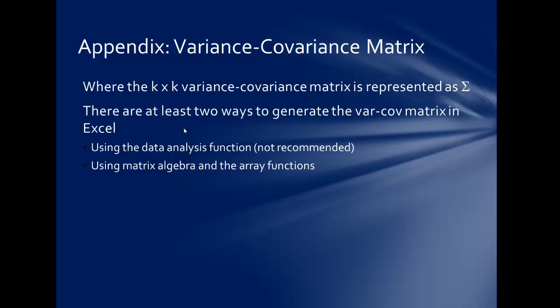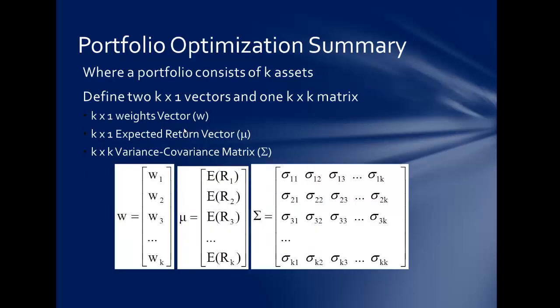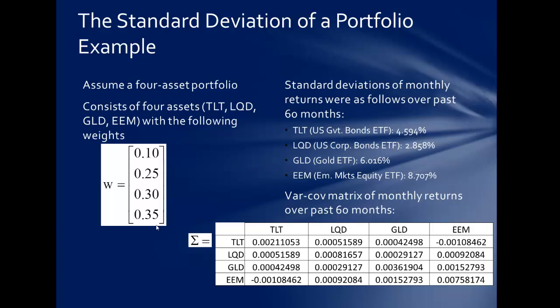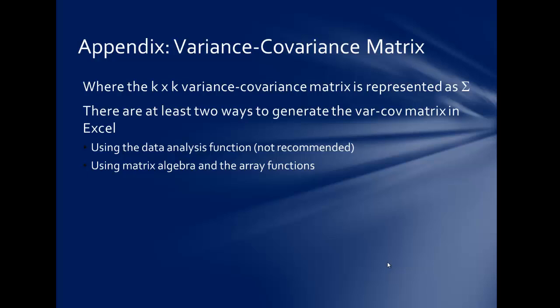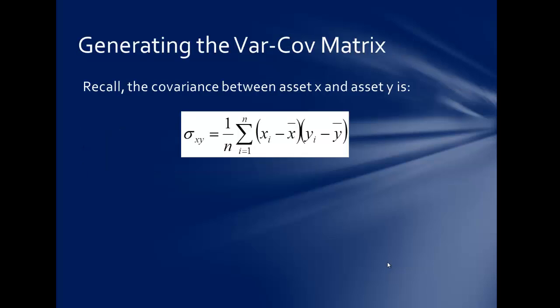Now, one last thing I'd like to show you in the module today, and then we'll be done. How do you calculate the variance-covariance matrix? Because remember, you have to have this variance-covariance matrix in order to do portfolio optimization using matrix algebra. So how do we get the variance-covariance matrix? I would just like to show this to you very simply.